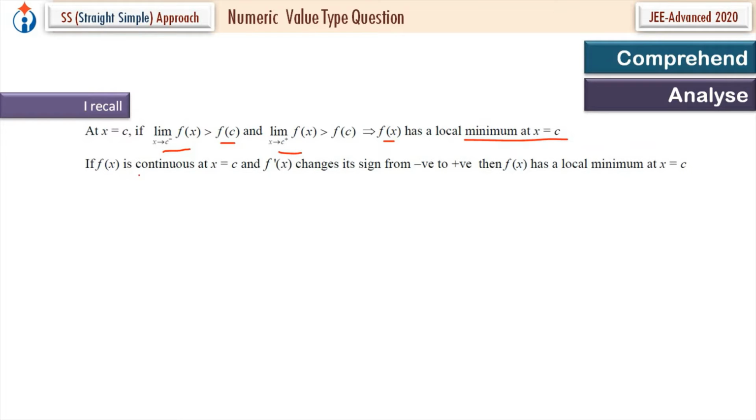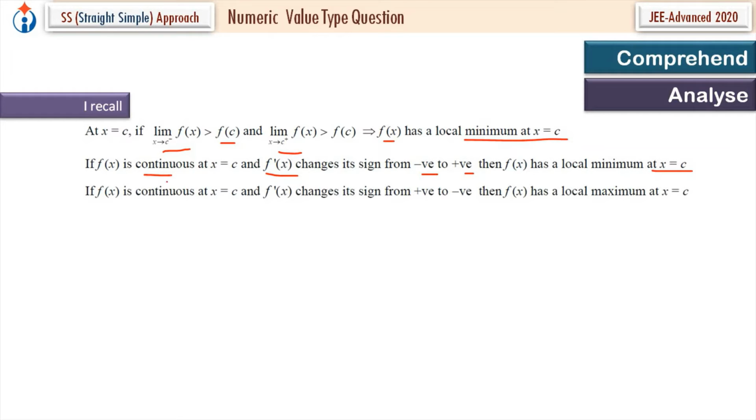Now, if f dash x is continuous at x equal to c and f dash x changes its sign from negative to positive, negative means decreasing, positive means increasing, so decreasing then increasing, f(x) has a local minimum at x equal to c. This is the first derivative test from NCERT, and the local maximum is the same way. It is not the actual definition, it is the test by which we check.